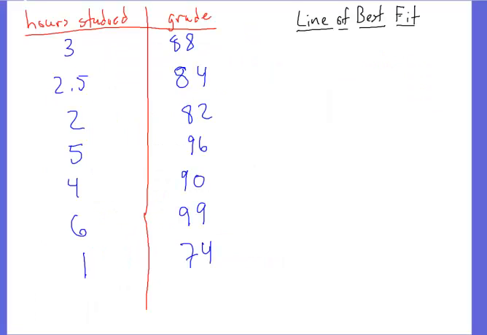When we have lines, we like to put our lines in y equals mx plus b, where m is our slope and b is our y-intercept, because this is slope-intercept form. Once you get your line of best fit, you can use it to estimate data.